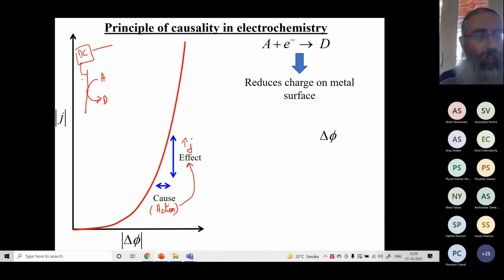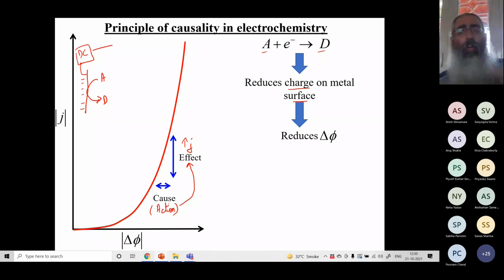We are saying that you are lining up charges on the interface, and when you line up the charges and then stop, the charges that are lined up get used up in driving the reaction from A to D. The reduction of A to D is going to reduce the charge on the metal surface, on the electrode surface. This consumes the charges that you have put in on the electrode surface, and therefore delta phi is going to reduce.